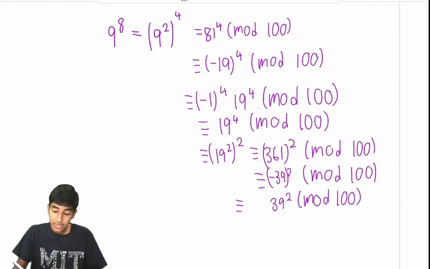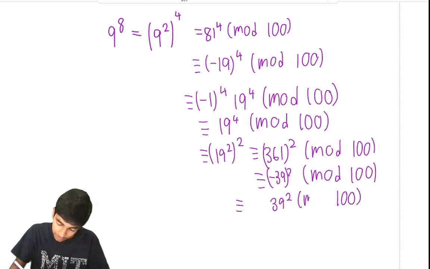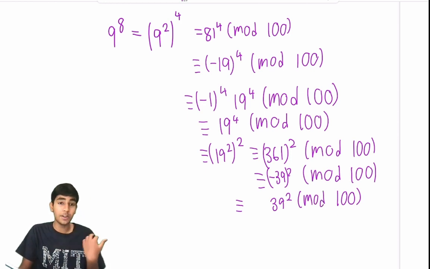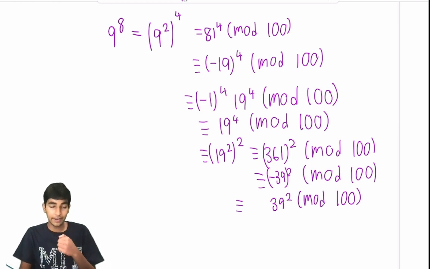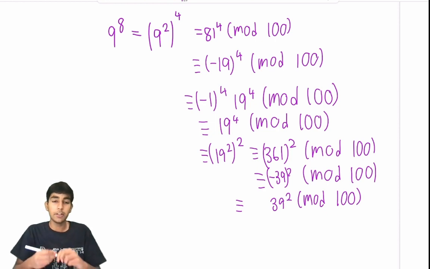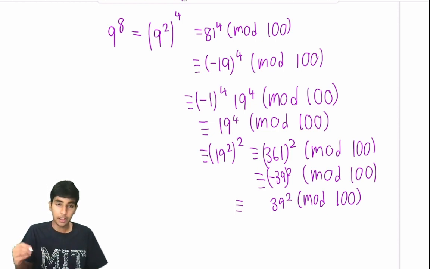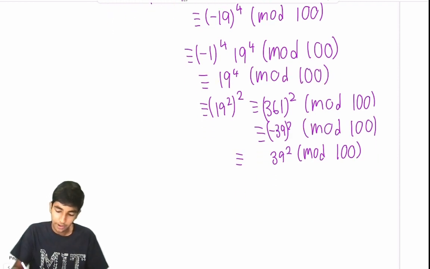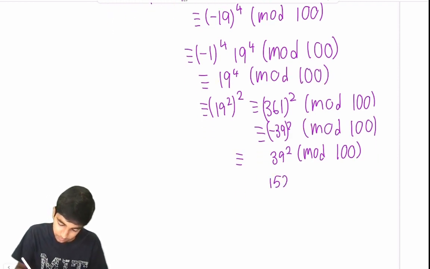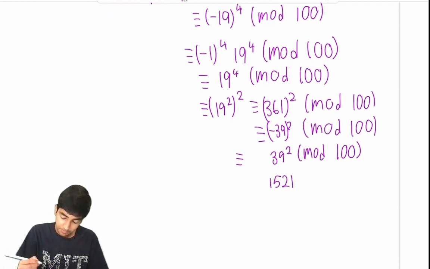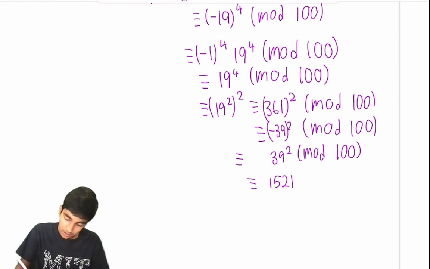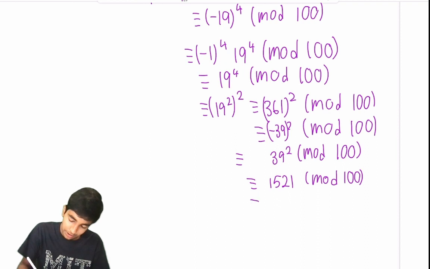Now, 39 squared, how do we do that? Well, if you've watched my squared video, you know how to do this very quickly. So the trick to doing these kinds of things is you do 39 minus 25, 14, and then 11 squared, 121, so 1521. Right? So that's going to be this, which is nothing but 21 mod 100. And that's how you make a complicated problem much easier.